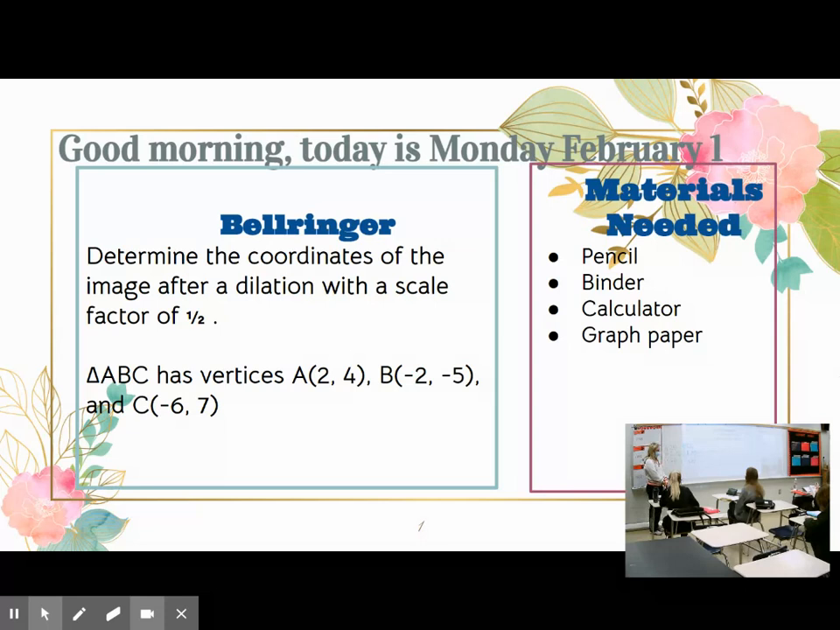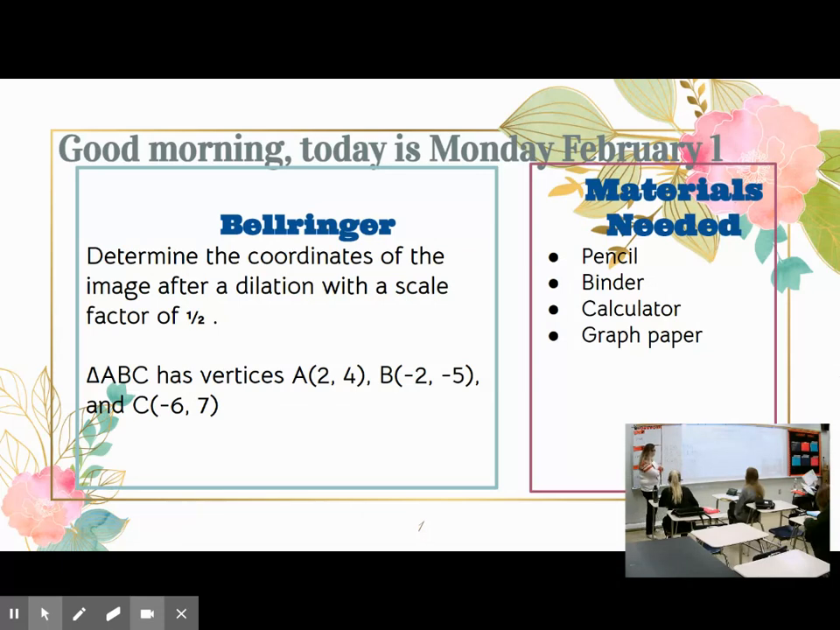I agree. Yeah, perfect. So, last week we talked about dilations, and to do a dilation, you just multiply everything by the scale factor. And then you would put your original and your new. Yes, you can leave it as a fraction.